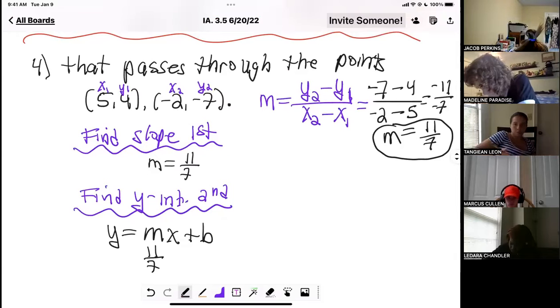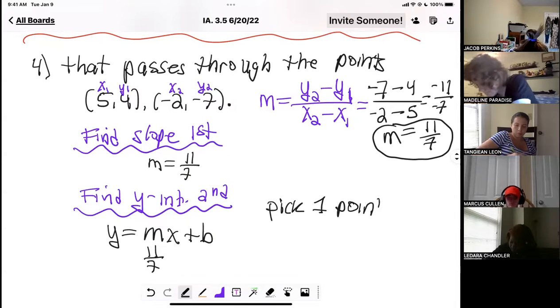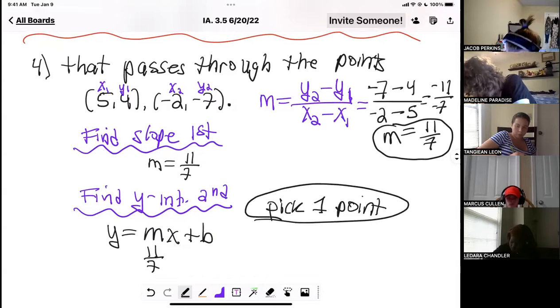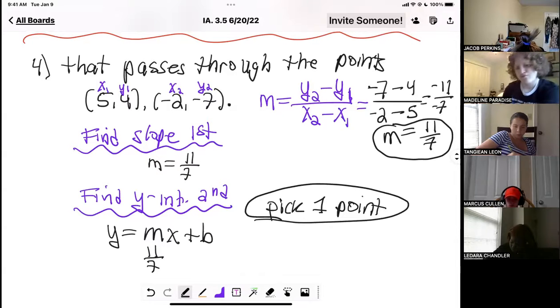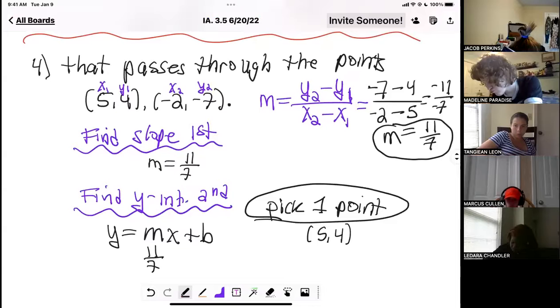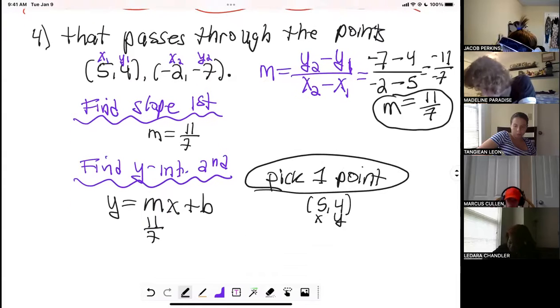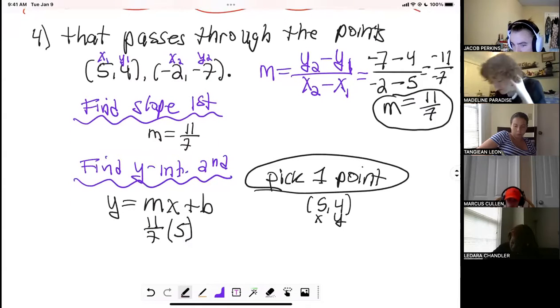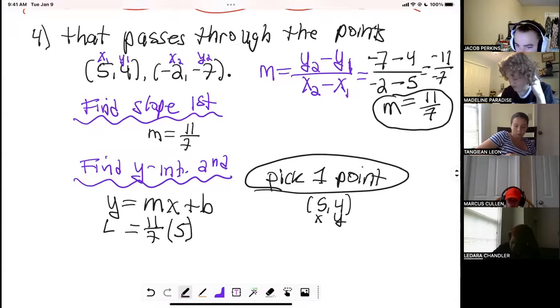So what do you do? You pick 1 point. Does it matter which one you pick? Absolutely not. You can pick one. I can pick a different one. We'll get the same equation at the end. So my suggestion is pick the one you like best. I like (5, 4) because it's not negative, but there's nothing wrong with picking (-2, -7). So here's my X. Here's my Y. I already wrote in my slope. So my X is 5. My Y is 4, and I'm solving for B.